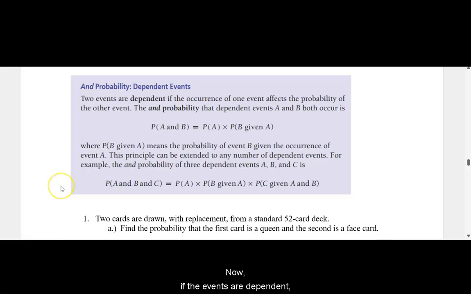Now, if the events are dependent, that means that the probability of one event is going to affect the probability of the other event. And like I said, I'm going to do a couple of examples so you can see which one would be independent and which one would be dependent. That one would be a little different, because the probability of A and B would be the probability of A times the probability of B given A occurred. That's what that means. So the probability of B given A means that A happened.